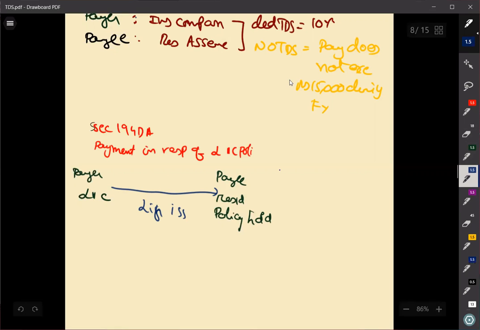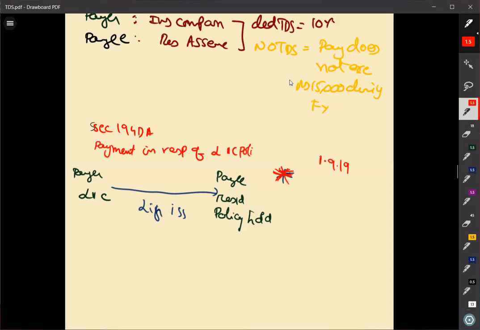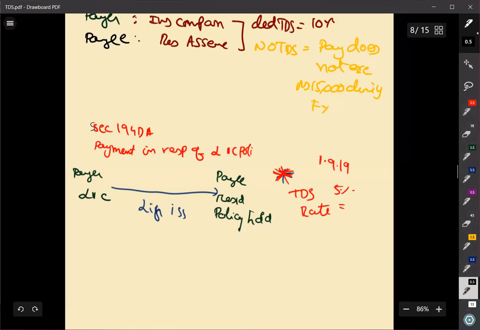Here, this is an amendment again. So as it is an amendment, this will be very, very important from your examination point of view. Now, what is the amendment? With effect from 1st September 2019, 5% is the rate of TDS. Before this date, the rate was 1%. Now we need not discuss about this 1% because the revised rate of TDS is going to be 5%.